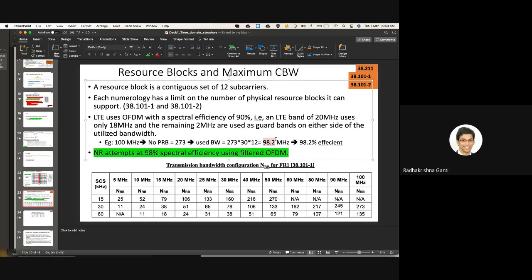Does that make sense? Yes, sir. Okay. So you can compute the efficiencies for each of these, but I'm not going to do that.